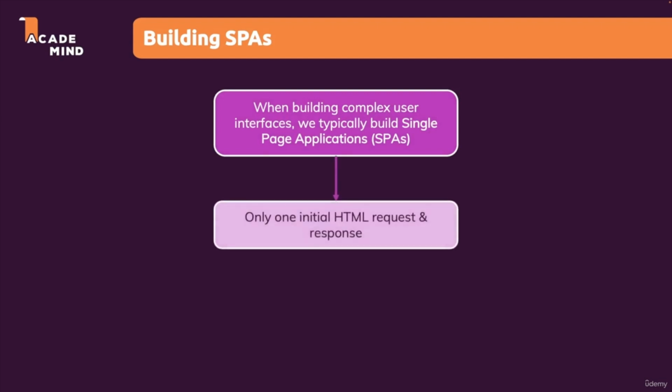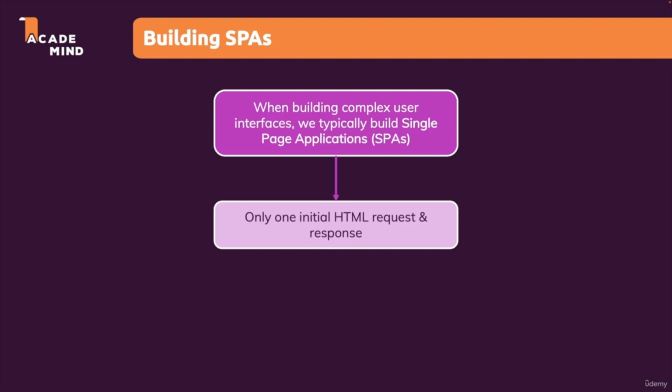With those, you send only one initial HTML request, and then this HTML file with a bunch of extra JavaScript is downloaded, and thereafter the extra JavaScript code that runs on the client will actually take care of adjusting what the user sees on the screen. That's how single page applications work.